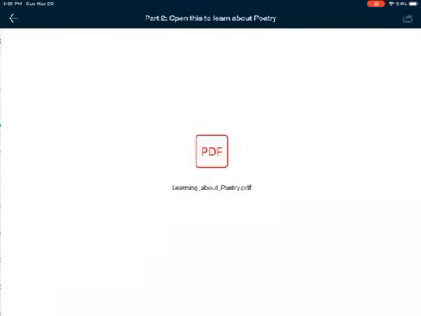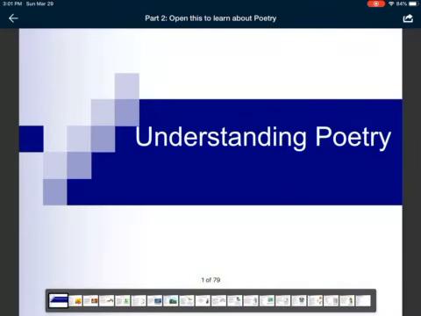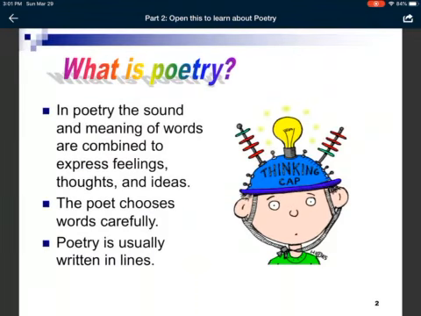But here we go. Understanding poetry. So what is poetry? In poetry, the sound and meaning of words are combined to express feelings, thoughts, and ideas. The poet chooses words carefully. Poetry is usually written in lines. You're going to hear me talking a lot about that, lines. Remember that a poem has lines, not sentences. I mean, it's a sentence, but in a poem you actually call it a line.